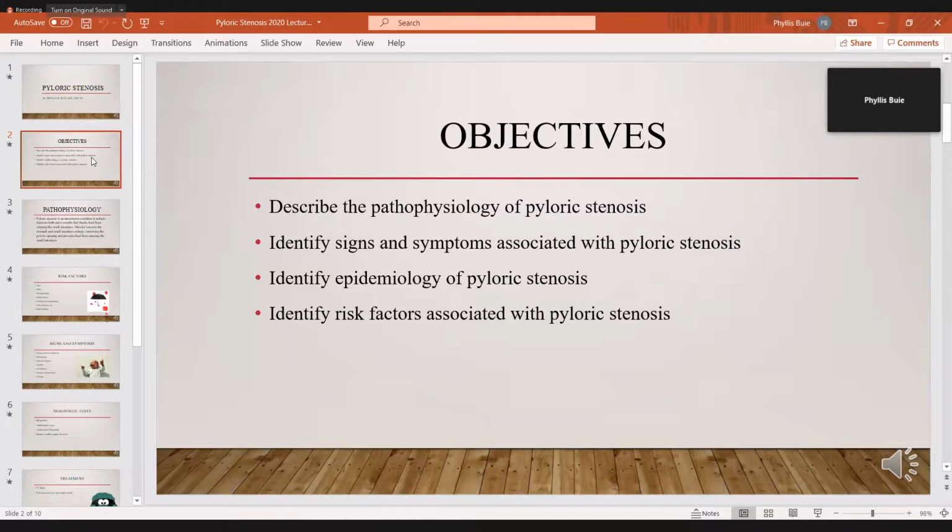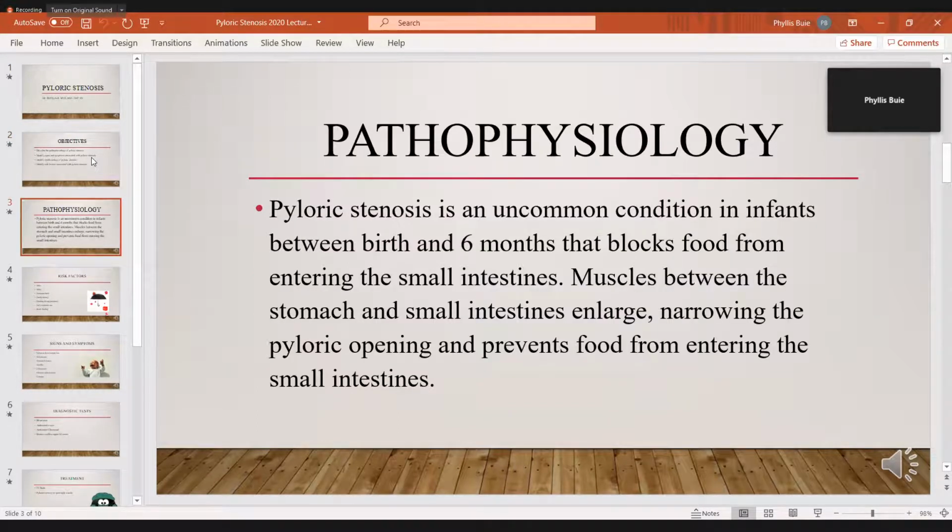Let's talk a little bit about the pathophysiology of pyloric stenosis. Basically, it's a very uncommon condition that happens in infants, usually between birth and 6 months. Typically, after 6 months, you don't see it. And what happens is there's a blockage of food from entering the small intestines.